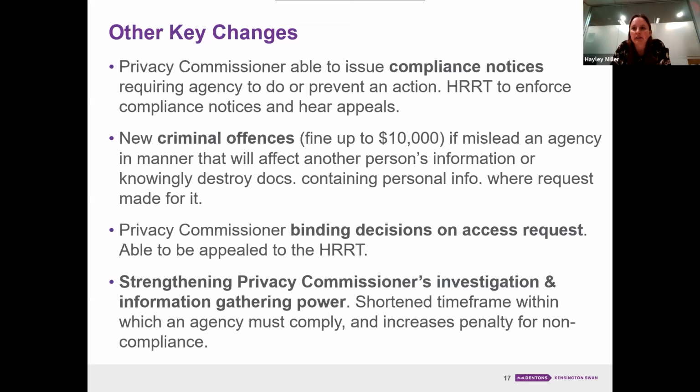Another area where we often end up having to advise, and there's a lot of grey, is around access requests, generally, in terms of what would fit within an exception, so you don't have to provide it, how much effort you have to go to in terms of fulfilling a request. Those are often the grey areas, and the Privacy Commissioner can now issue a binding decision in this space. It can be appealed to the Human Rights Review Tribunal if you disagree with it.